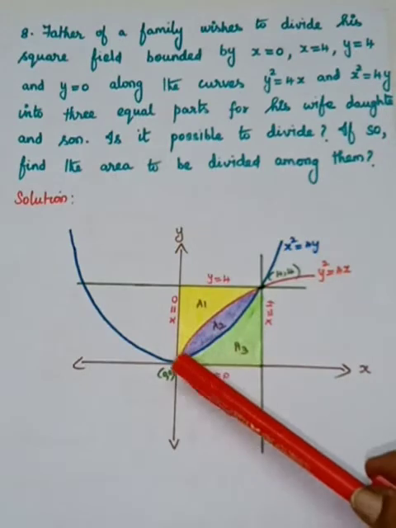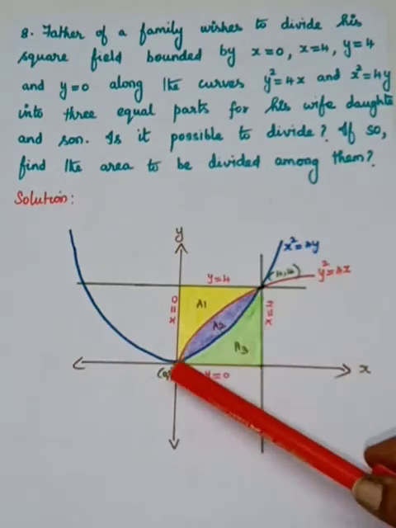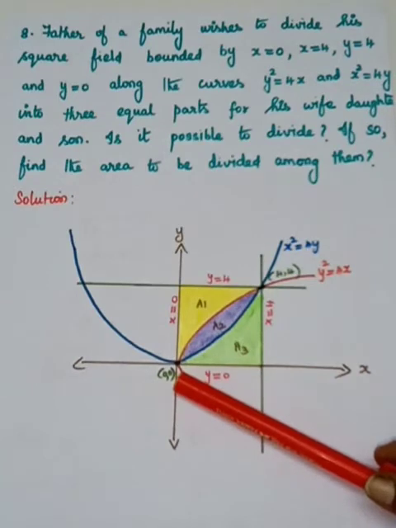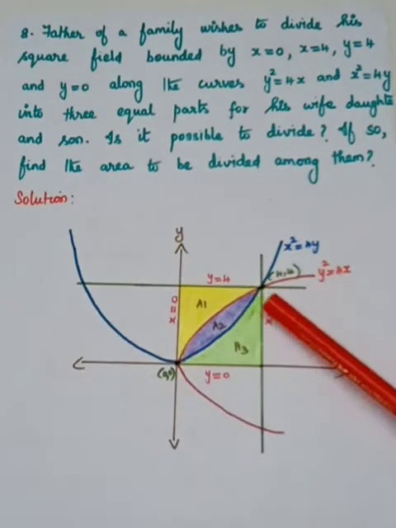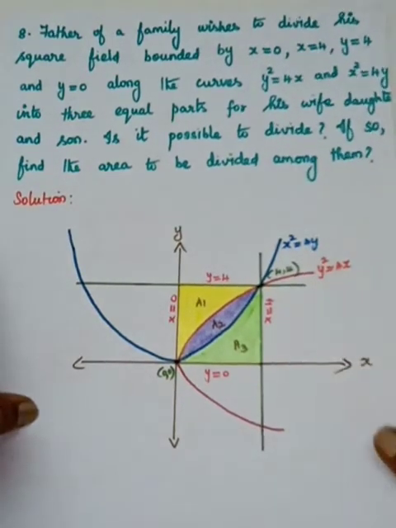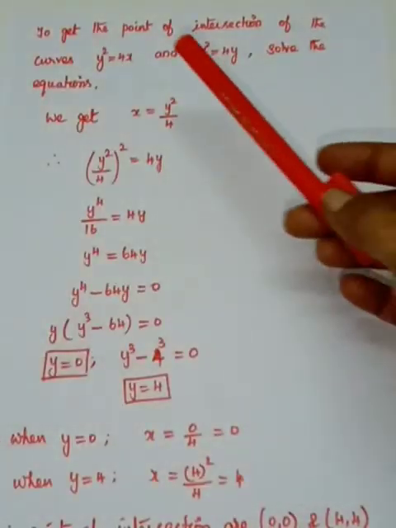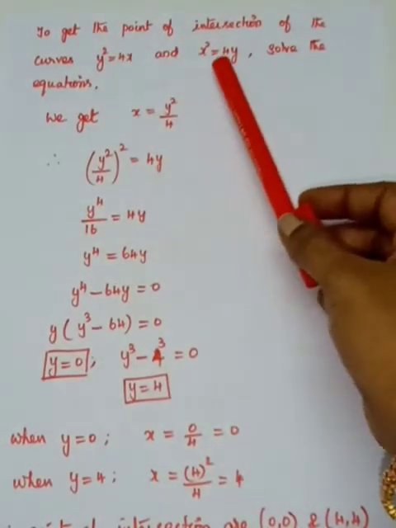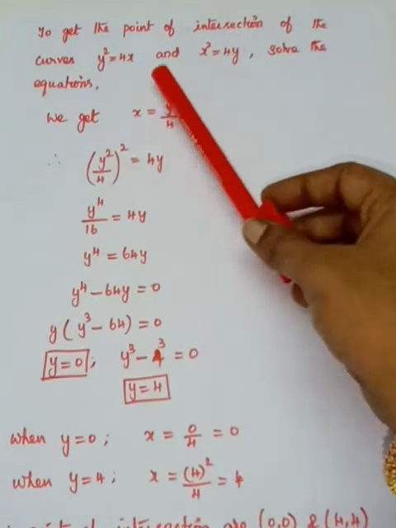Okay, so both the parabolas touch at 2 points. These 2 points you have to find. So you know very well this point is 0, 0. So we have to find the other point here. I have marked 4, 4. But first you have to find the point of intersection of these two curves. We are going to find the point of intersection of y squared is equal to 4x and x squared is equal to 4y. We have to solve those two equations.